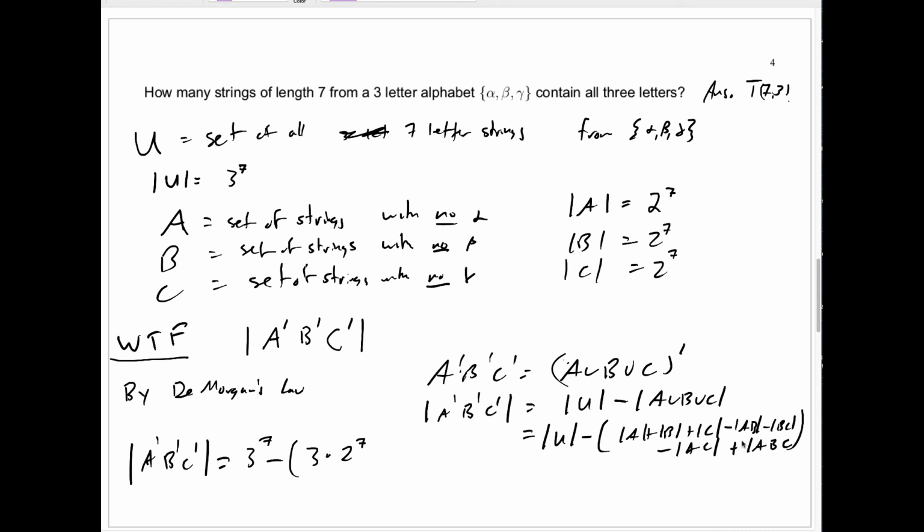Then from that, we subtract the size of AB. Well, what does AB mean, the intersection of these two sets? A string is in AB, meaning the intersection of A and B, if it has no alpha and no beta. Well, what 7-letter strings have no alpha and no beta? It can only be gamma, gamma, gamma, gamma, gamma, gamma, gamma. There is only one such string.